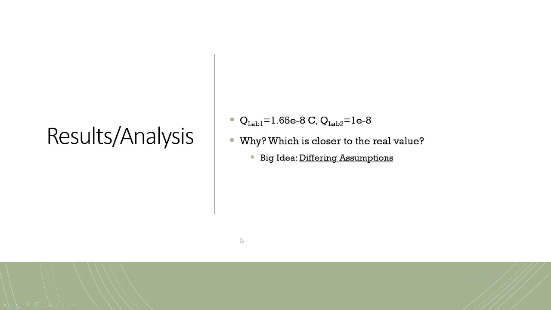Alright, closing things out, let's consider the different values of Q we got in each lab. For the first lab, we got 1.65 times 10 to the negative 8 coulombs. For the second lab, we have 1 times 10 to the negative 8. So the big question we want to ask here is why these values are different and which is more accurate. To do this, we look at the difference in our assumptions. The reason we're getting different values for Q is because we're treating the tape as a series of point charges rather than combining them into a single point charge at the center of mass.